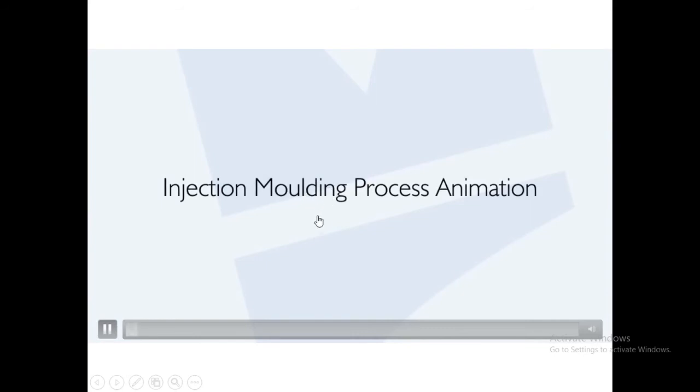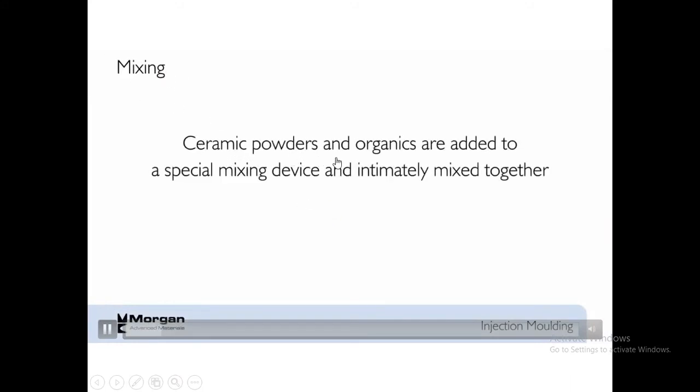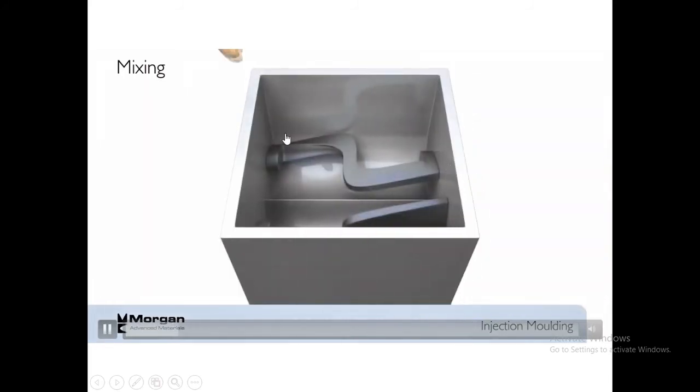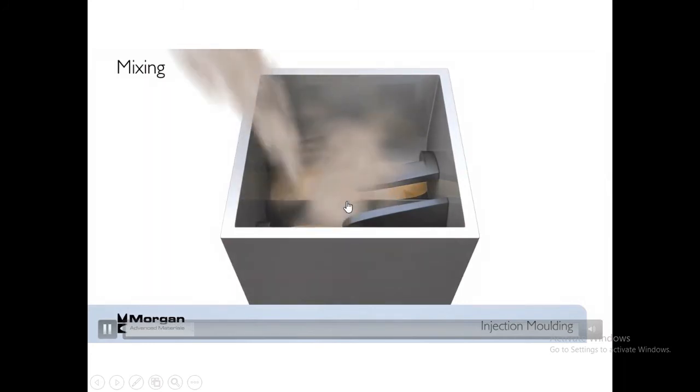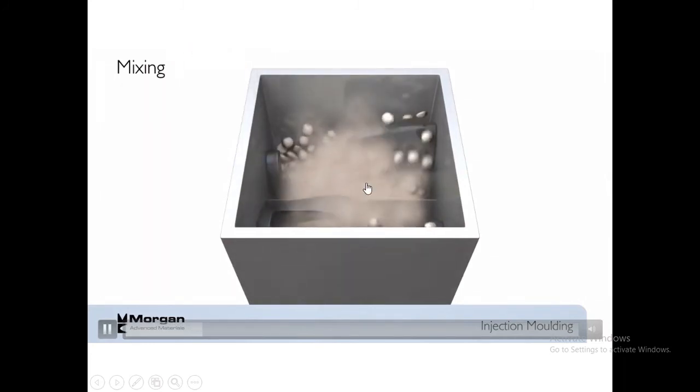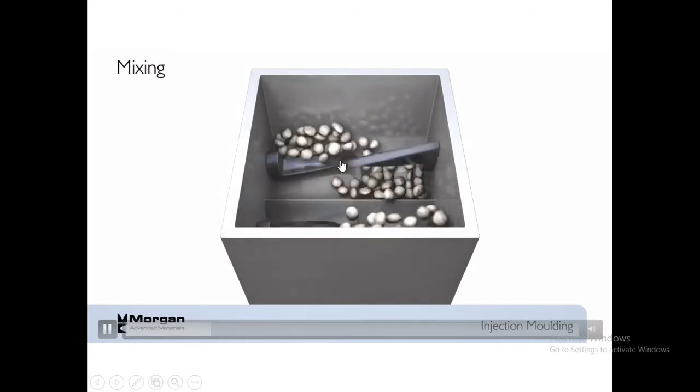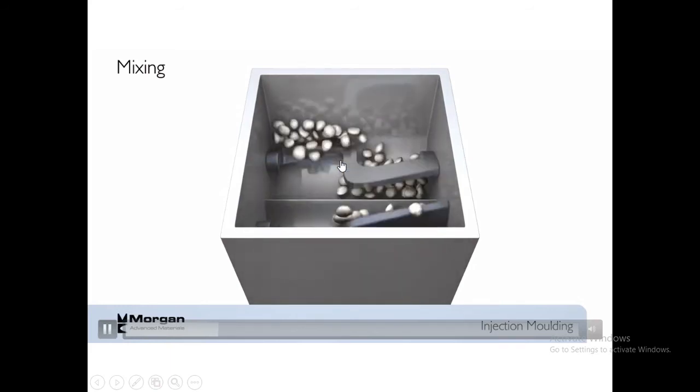Initially, you can see in injection molding, what is the first step? The first step is mixing. Ceramic powders and organics are added to a special mixing device and intimately mixed together. This is the device where the mixing takes place. Ceramic powder and binders are all added, and thereby mixing of both takes place.